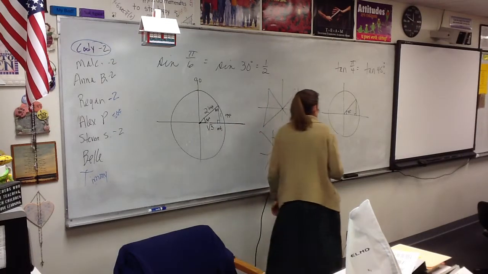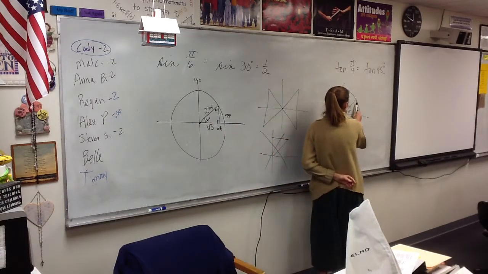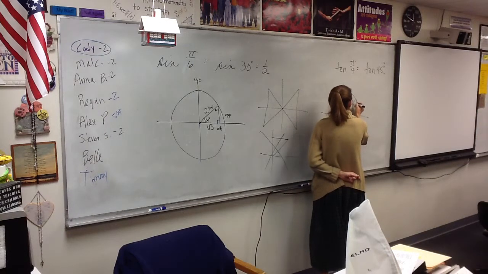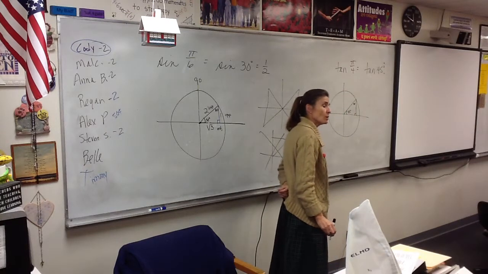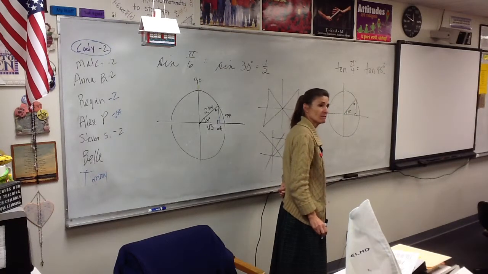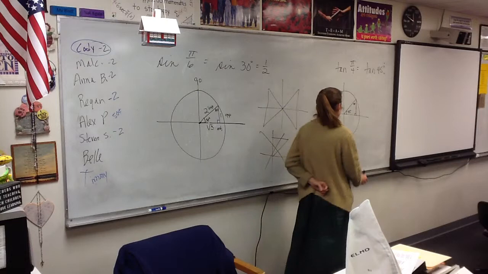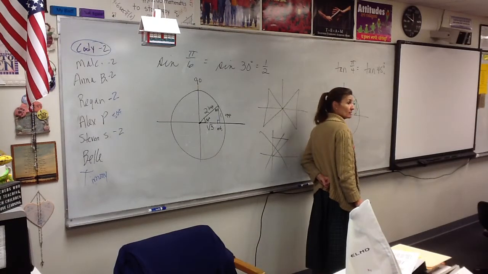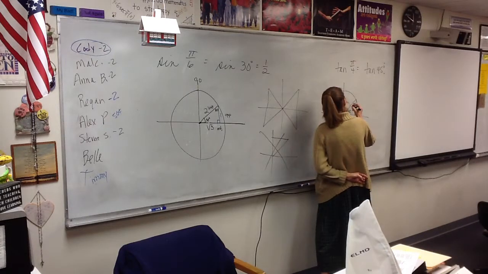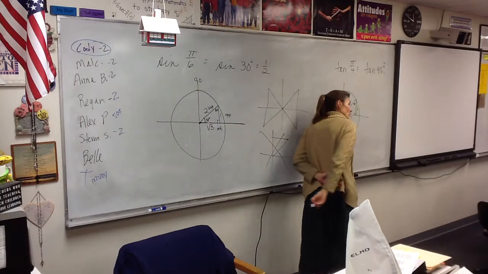Wait a minute. You got a 45 and a 90. What's this angle got to be? 45. 45. What do you know about the sides now of that triangle? Across from the 45s are 1s. And what's my hypotenuse, or my radius here? Root 2. 1, 1, root 2.